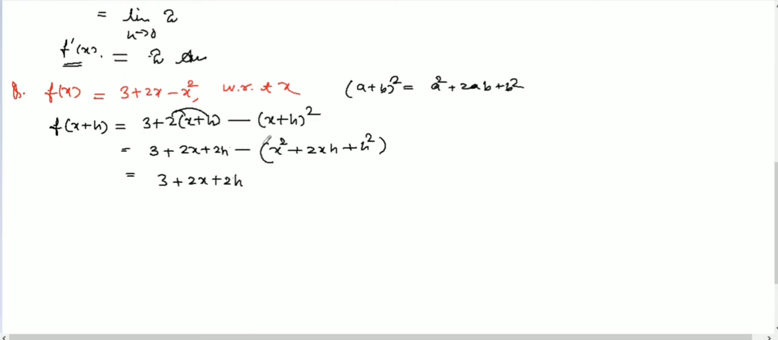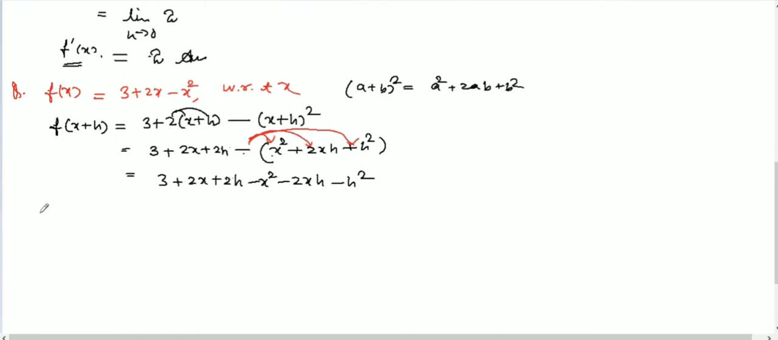Now we have to open the bracket by multiplying by the minus sign. So multiply each term by the minus sign. So minus x square here, then minus 2xh, then minus plus minus h square. Now see here if we can cancel out anything. So we can't cancel out anything.